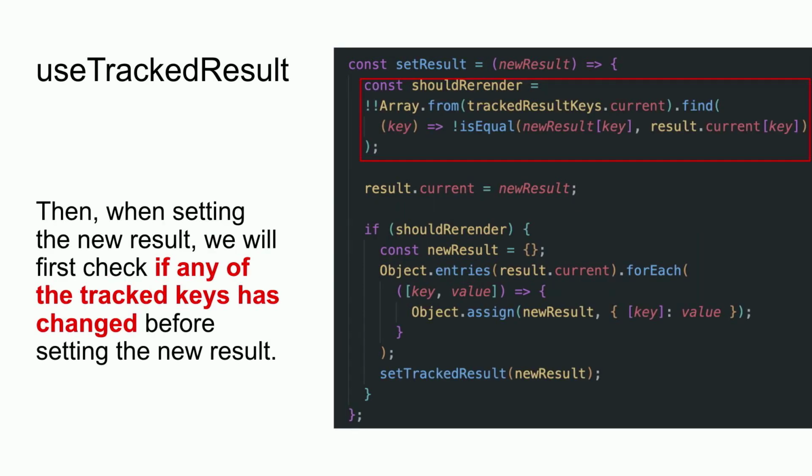And then when we want to update the state, we will check if any of the tracked keys has changed before setting the new result. So in this case, we have declared the variable shouldReRender. And as you can see, we will check if the new result key is equal to result.current key. We have used isEqual just to make sure that it's a reference. It's passed by reference.